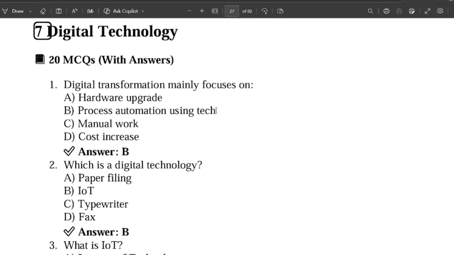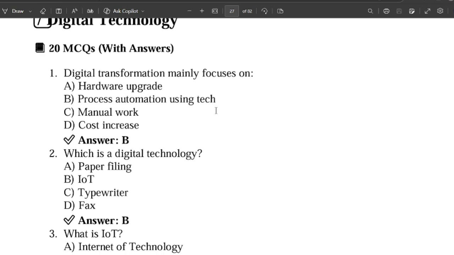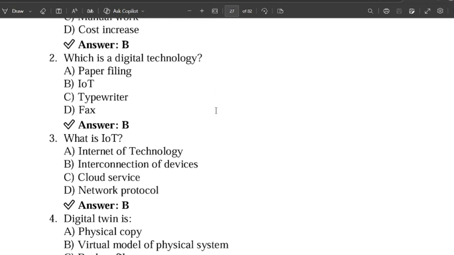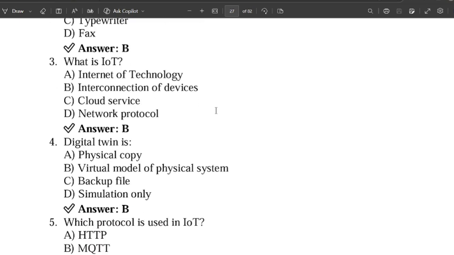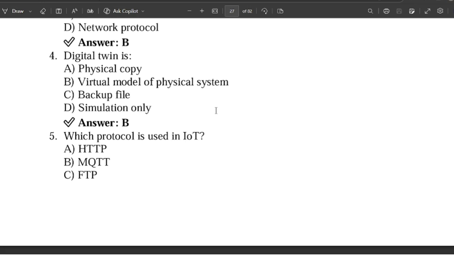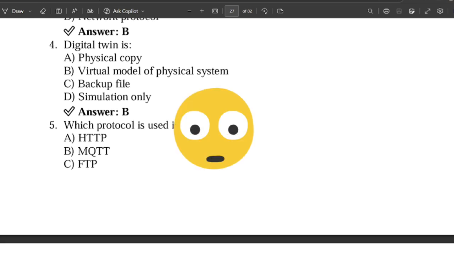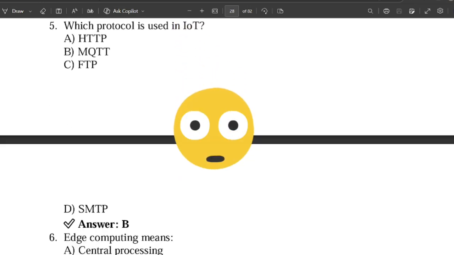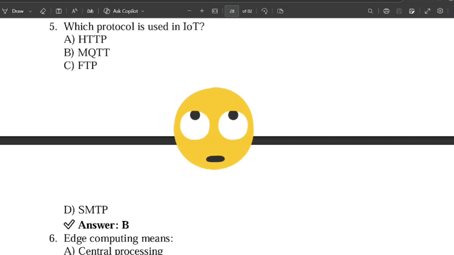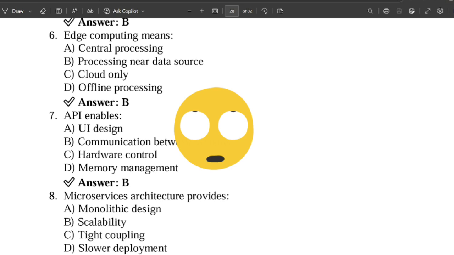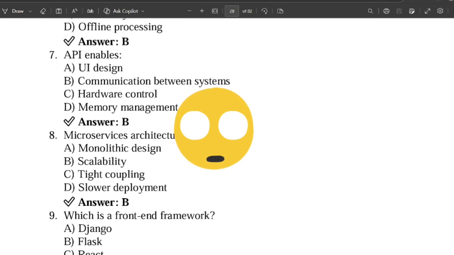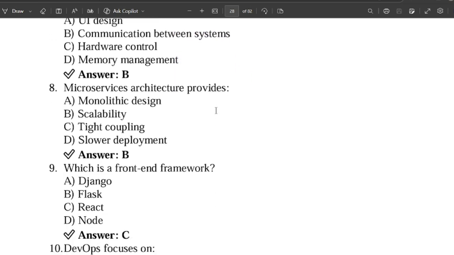Next one is digital technology. Digital transformation mainly focuses on process automation using technology. Which is a digital technology? IoT. What is IoT? Interconnection of devices. A digital twin is a virtual model of a physical system. Which protocol is used in IoT? MQTT. Edge computing means processing near the data source. An API enables communication between systems.